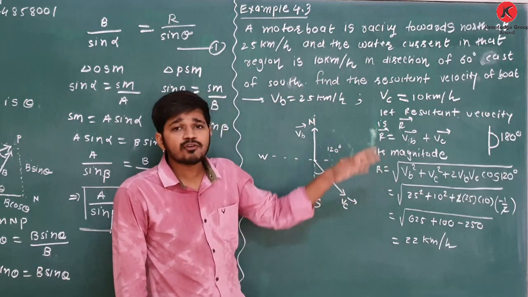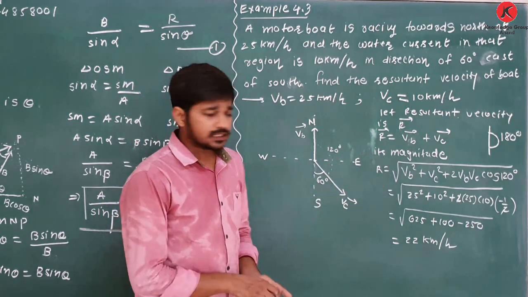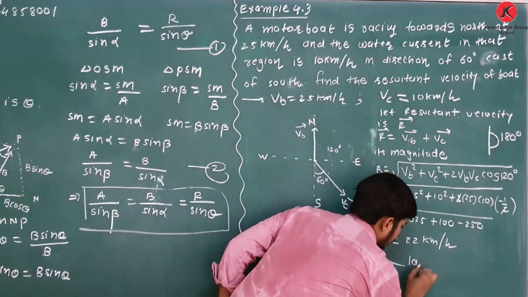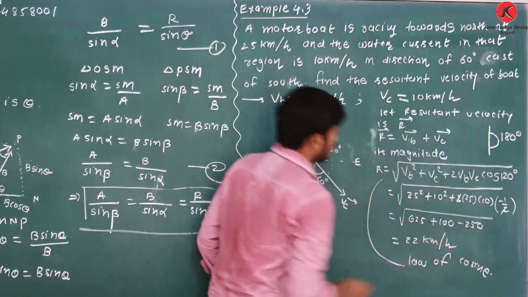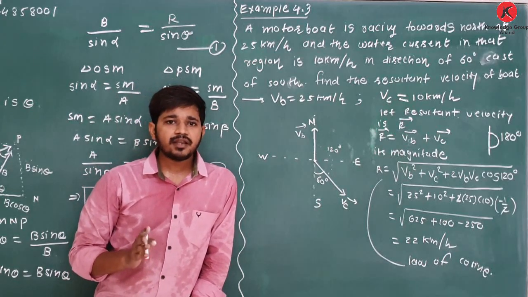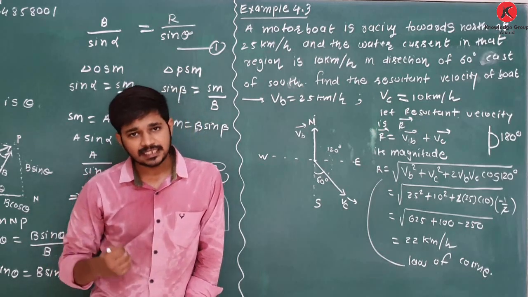magnitude with the help of the law of parallelogram, and it is also called the law of cosine. Yes, this equation is also called the law of cosine. Okay, how to find direction? We will find direction with the help of the law of sine.